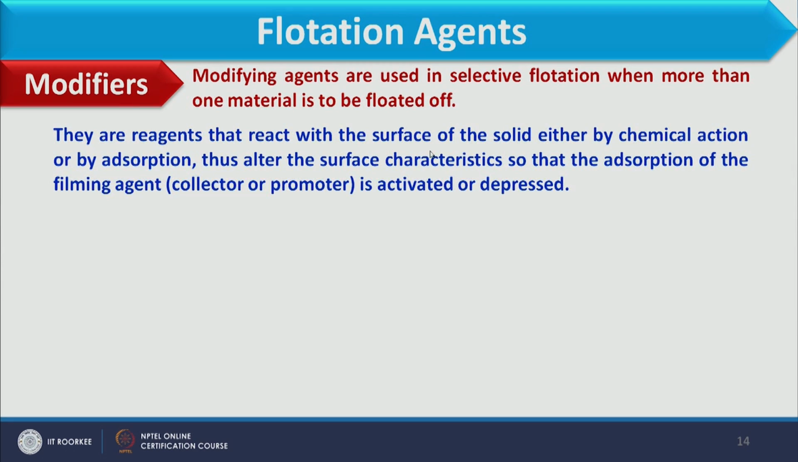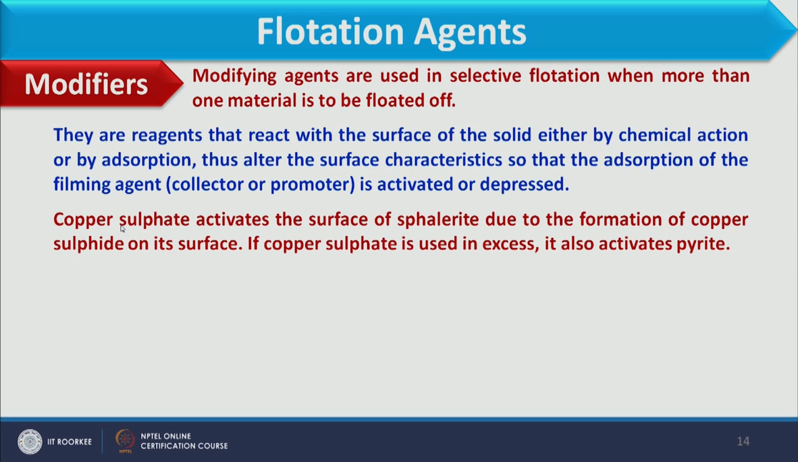Now how does it work? They are reagents that react with the surface of solid either by chemical action or by adsorption, thus altering the surface characteristics so that the adsorption of the filming agent, that is collector or promoter, is activated or depressed. So by chemical reaction or by adsorption, it changes the surface characteristic of one compound and makes it accessible for collectors as well as promoters.